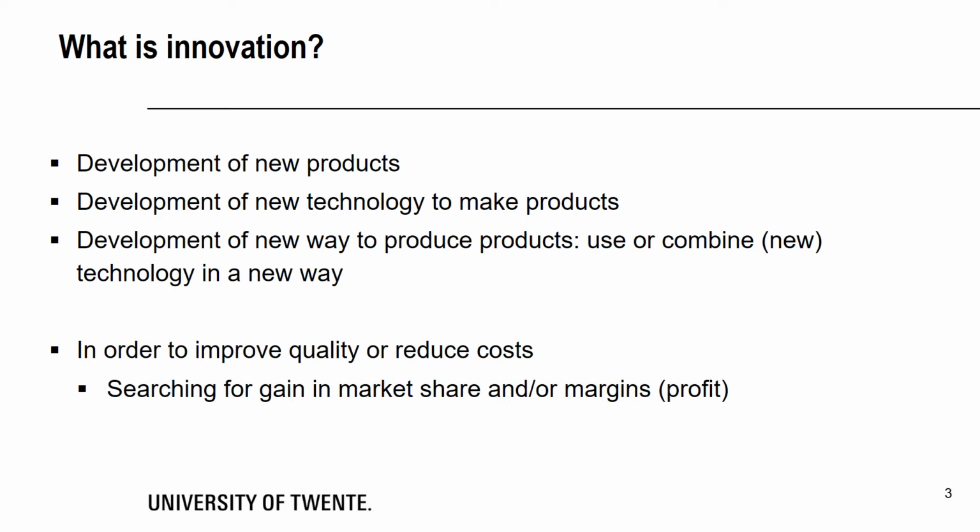And it can be a combination of new technology, but also the kind of activities that you employ in order to use them. So it's a combination of technology and way of operating that technology in producing the products. Now, why would you be doing this? 2 main reasons: improve the quality of the products or reduce the production costs. And again, that is done because you want to search a gain in market share, you want to be better than your competitors, or you might look for a gain in margins, in profit that you can make in order to cover the costs of the products that you sell and the costs that were involved in making them.